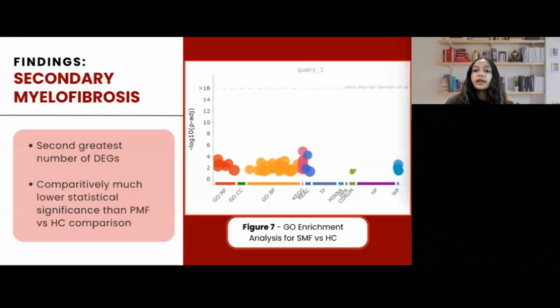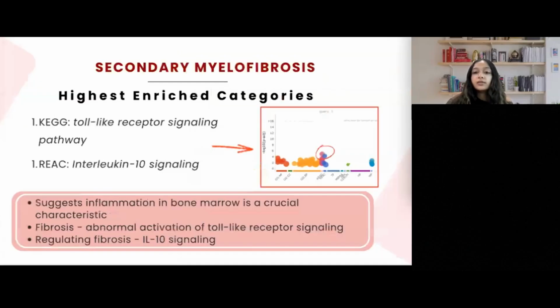Next, secondary myelofibrosis showed the second highest number of DEGs. But as you can see in Figure 7, the SMF versus healthy control comparison DEGs had lower significance than PMF. The most enriched pathways included toll-like receptor signaling and interleukin-10 signaling. Both of these address inflammation in the body.